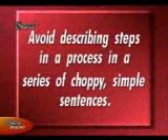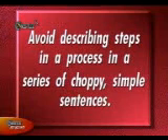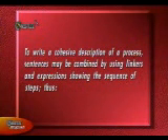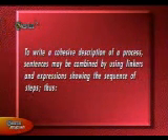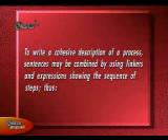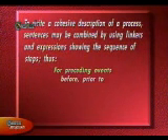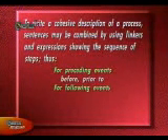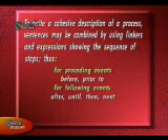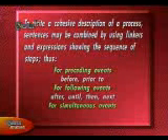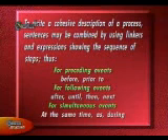Here are some key points to remember in doing a process description. First, avoid describing steps in a process in a series of choppy, simple sentences. Second, to write a cohesive description of a process, sentences may be combined by using linkers and expressions showing the sequence of steps. Thus, for preceding events, use before and prior to. For following events, on the other hand, use after, until, then, and next. For simultaneous events, use at the same time as, during, and others.